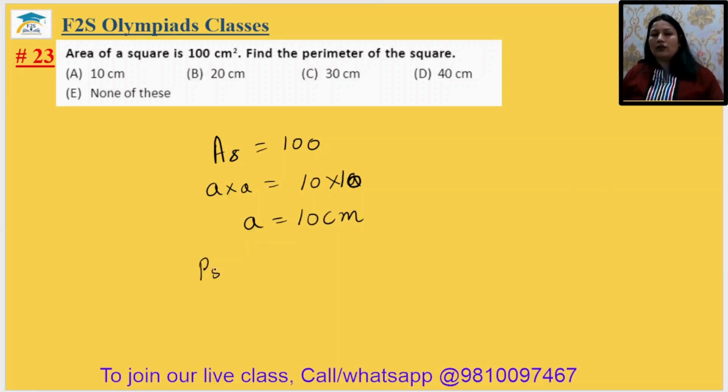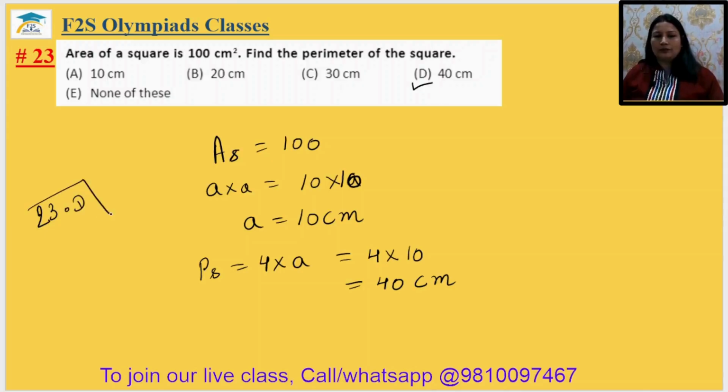Perimeter of the square will be 4 multiplied by side. That is your 4 multiplied by 10. So that is your 40 centimeter. It is in the option number D. The 23rd answer will be option D.